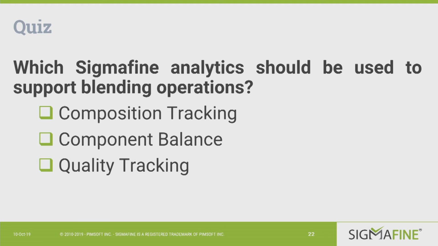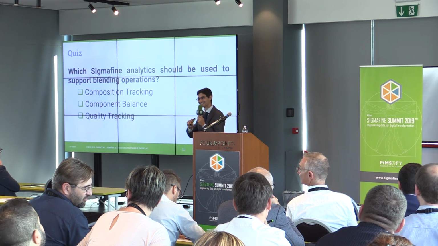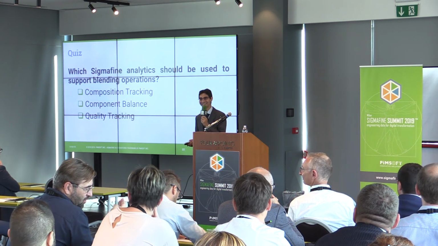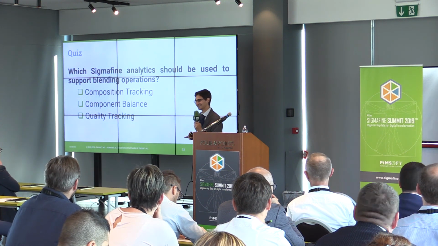Finally, a quiz for you to answer. If we want to model a blending operation with Sigmafine, which of the following algorithms would you choose: composition tracking, component balance, or quality tracking? Let's see a poll with a show of hands. How many would use composition tracking? How many component balance? Okay, I see. How many quality tracking? Okay, many people don't want to do blending.